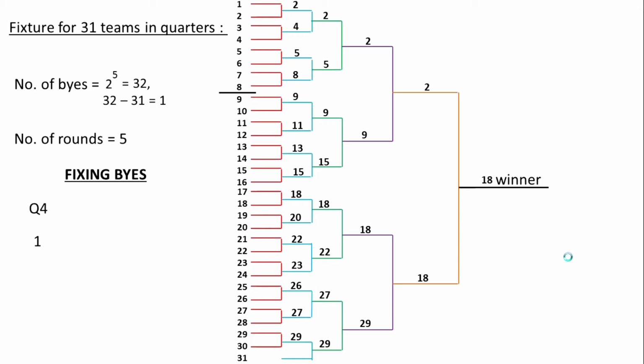And this is the division of the teams. First 8 teams in the first quarter, second 8 teams in the second quarter, third 8 teams in the third quarter, and the last remaining 7 teams in the fourth quarter.